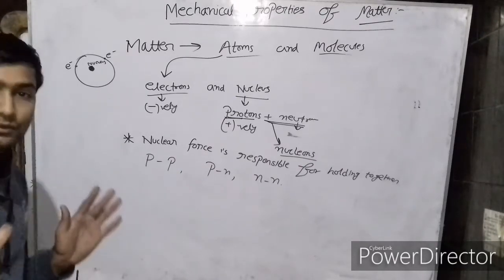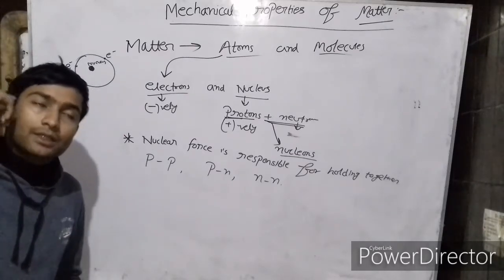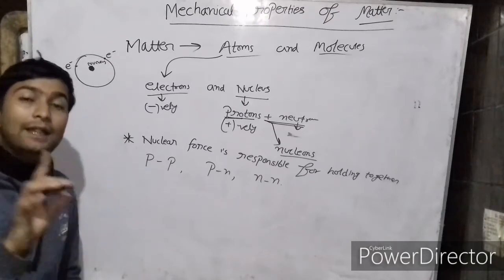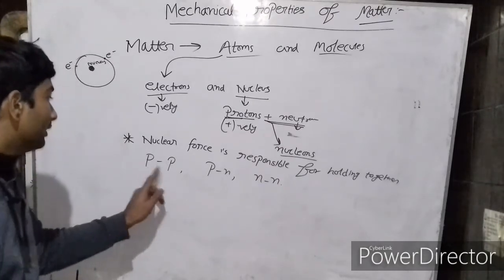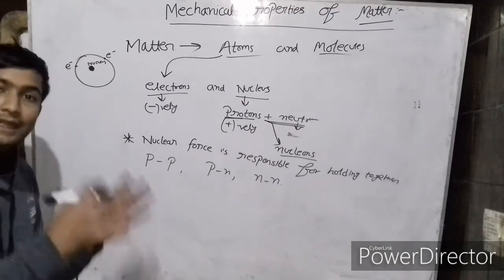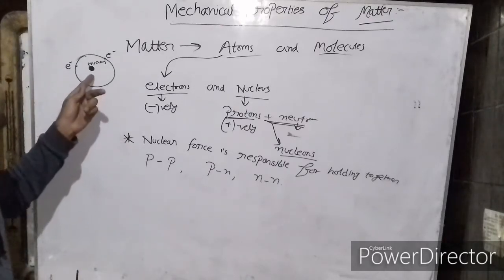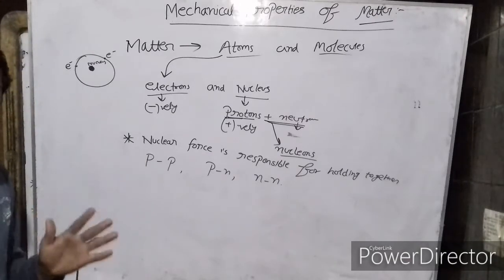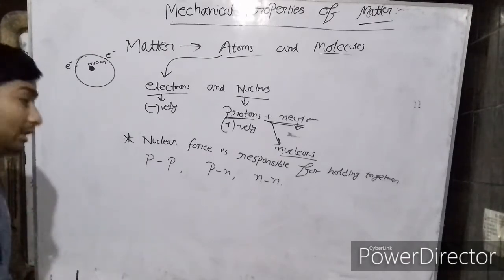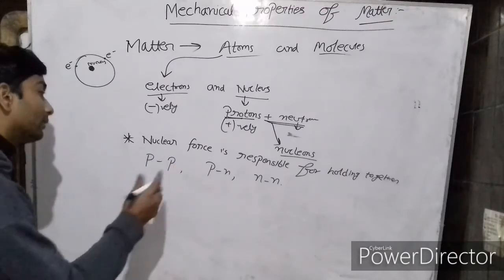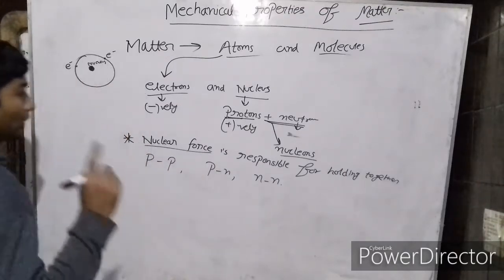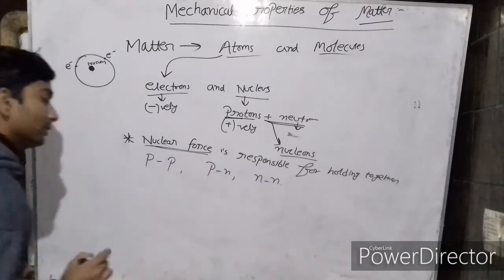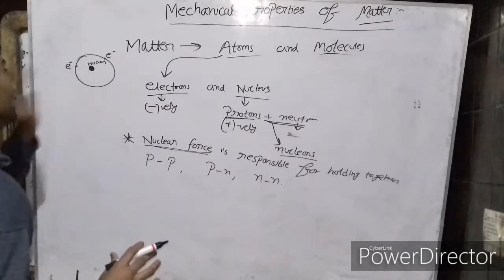Don't be confused here: I have read in my earlier classes that like charges repel each other. Yes, like charges repel each other, but here, although both are like charges, they attract each other and hold together to make the nucleus stable, because this is not the electromagnetic force we are dealing with. This is another type of force called nuclear force. So what makes the nucleus stable is this nuclear force.